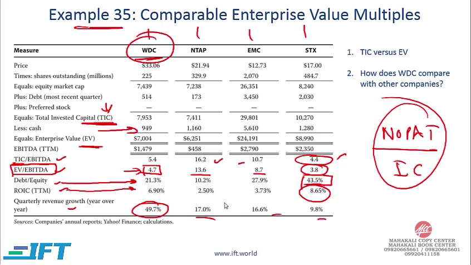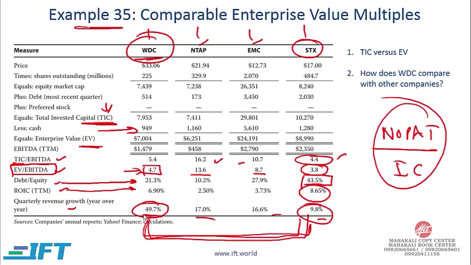So all in all, WDC seems definitely better than NTAP and EMC. And there is some debate as to whether WDC is better than STX. In some ways, STX looks better. In other ways, WDC seems better. Our conclusion is that we need to look further into WDC and STX.